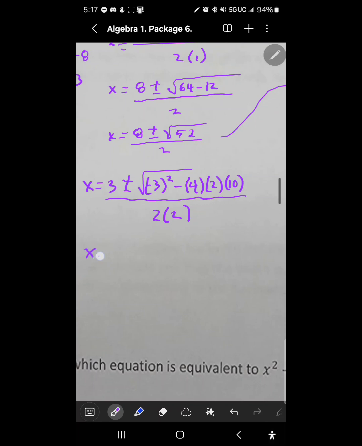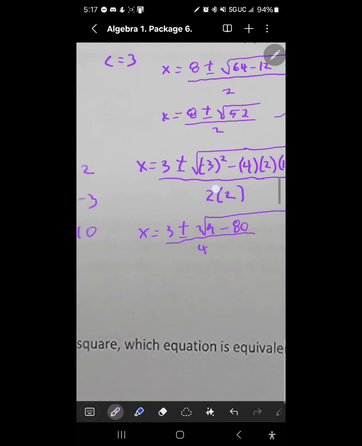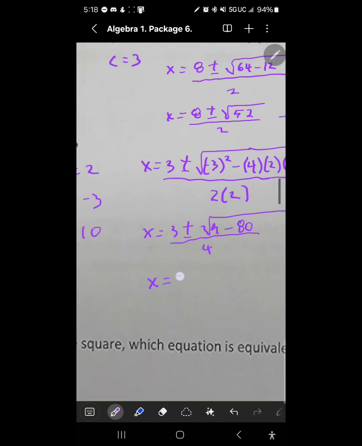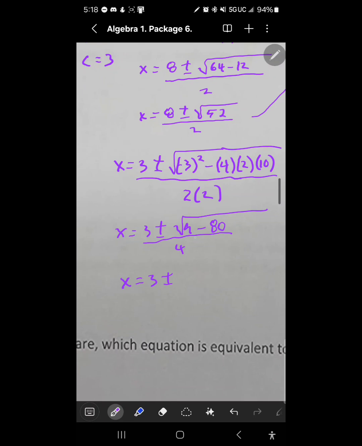And this will be x equal 3 plus or minus the square root of 3 squared, which is 9, minus 4 times 2, which is 8, negative 8 times 10 is negative 80, over 2 times 2, 4. So x equal 3 plus or minus the square root of 9 minus 80. You know, we subtract each other, and we keep the sign of the greatest. 80 is greater than 9, so it will be minus, 80 minus 9 is 71, so minus 71 over 4.